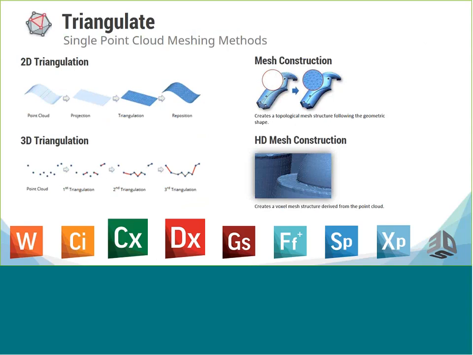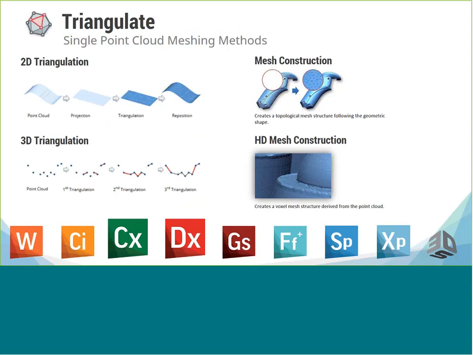So let's talk about our first tool. Triangulation deals with single point clouds at a time. It has 4 different methods: 2D triangulation, 3D triangulation, mesh construction, and HD mesh construction. 2D triangulation takes a look at the point cloud, projects it to a digital plane, triangulates it on that digital plane, then repositions it back to its previous position. 3D triangulation takes a look at the point cloud, looks at the smallest distance between 2 points, triangulates that, then triangulates the next largest, so on and so forth.